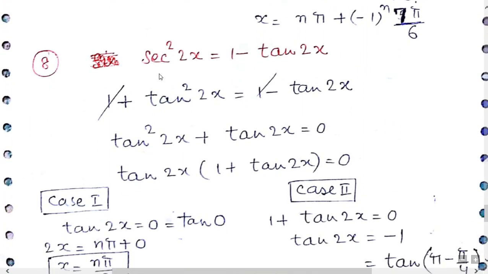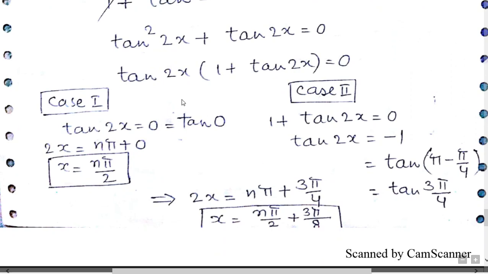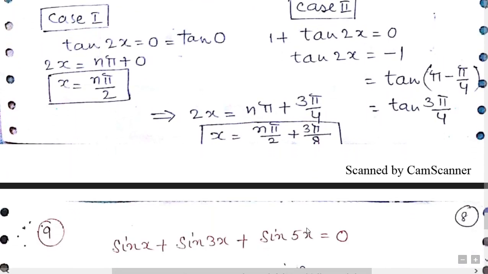Next one is secant square 2x is equal to 1 minus tan 2x. Apply the formula of secant square theta, 1 plus tan square theta. Then taking tan common, again two conditions are there. One is tan 2x is equal to 0. Second is tan 2x is equal to minus 1. In the first case, x is equal to n pi over 2. And in the second case, it's n pi plus 3 pi over 4. But divide by 2 on the right hand side, you will get the answer.